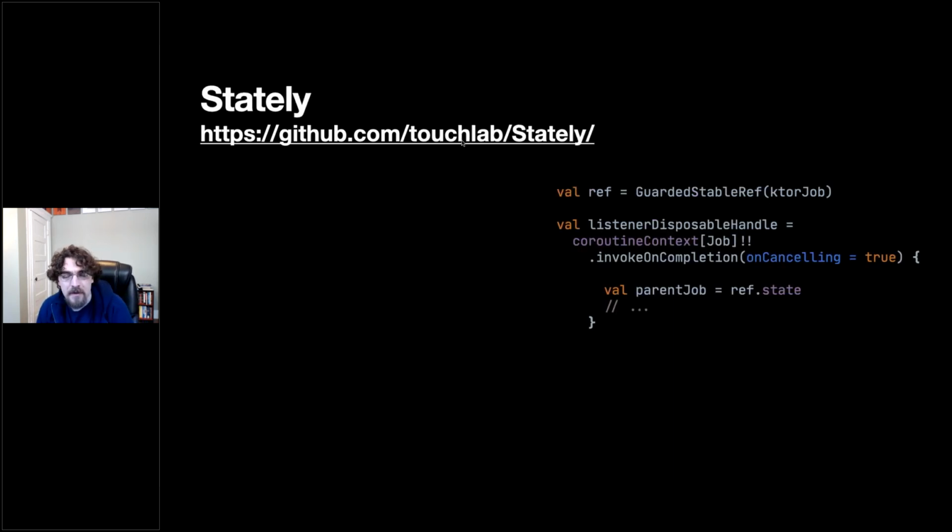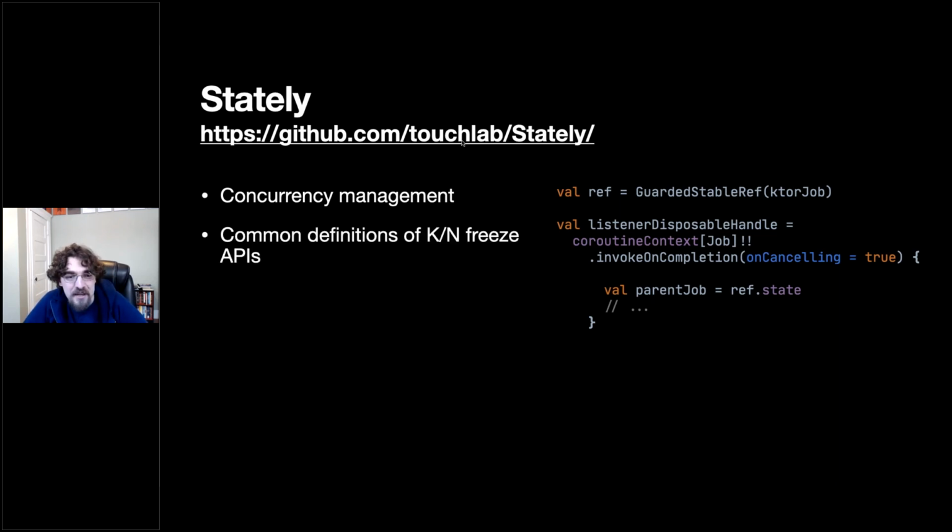code. Stately is a library from TouchLab that's focused on various parts of concurrency management. Part of what it does is it adds common definitions of the different Kotlin native freeze APIs so that you can call those from common and not just from your native code. In a starter module, it also adds some different threading primitives. So this sample code on the right is using Stately's guarded stable ref, which essentially enforces that the reference that it contains is only accessed from a single thread. And that's part of the internals of that network call that we use to work around KTOR.